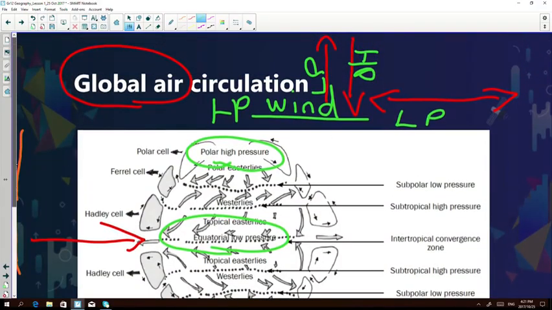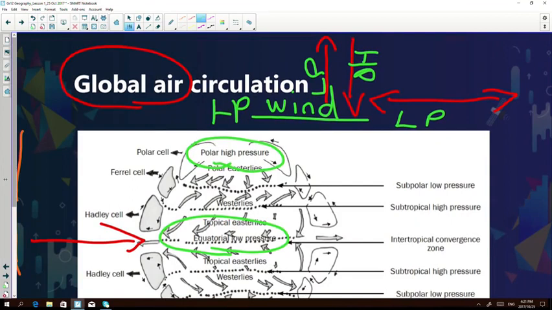Obviously, we've been discussing global air circulation. And just before the break, we established the movement of air. Vertical movement of air: if the air rises, it leads to low pressure. When the air sinks, it's known as high pressure. The movement of air horizontally is known as wind, and wind moves from a high pressure to a low pressure.